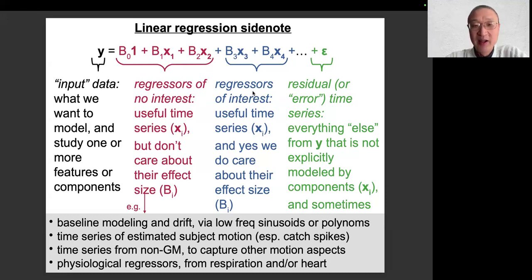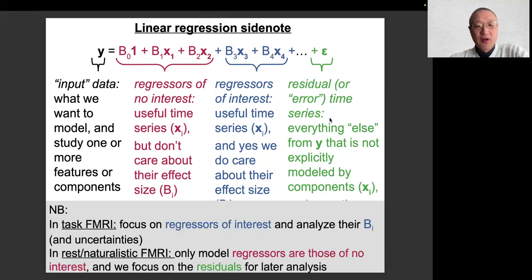What are those something? For FMRI that's typically head motion, right? Or occasionally some physiological components. The green one, the last one, is the residuals. Anything we cannot explain, we just put under the rock. So that's the residuals. For task FMRI, that's pretty straightforward, right? We focus on the blue ones, in this case the two beta values, the model coefficients.